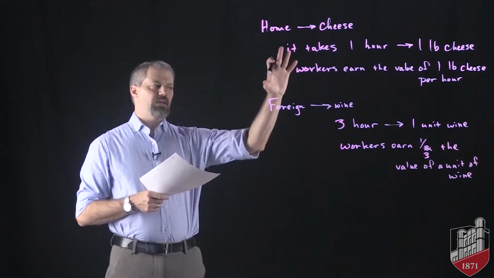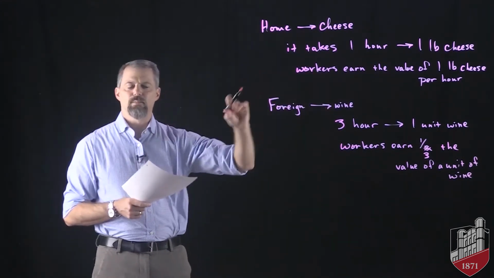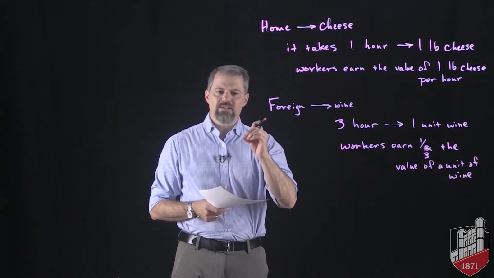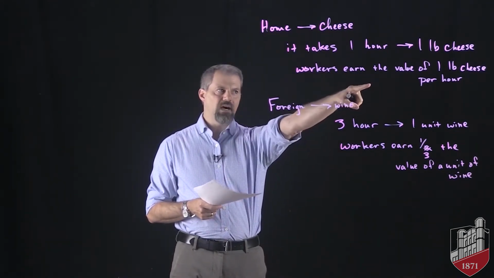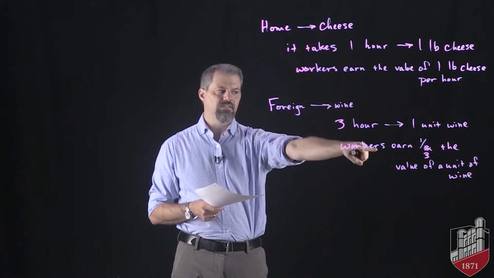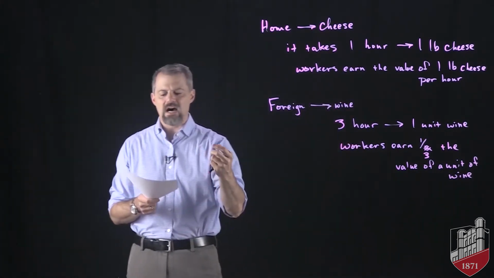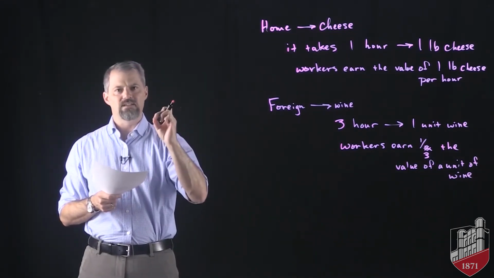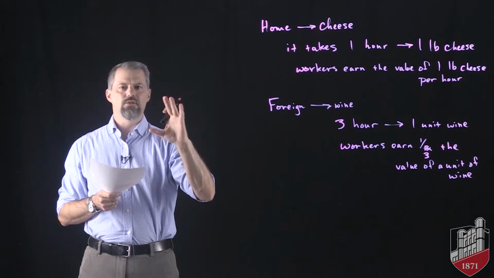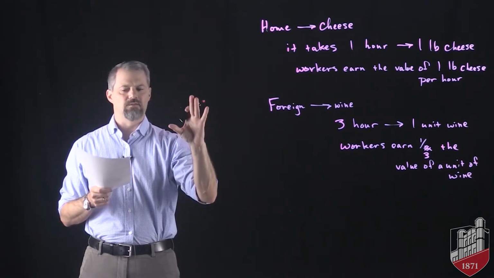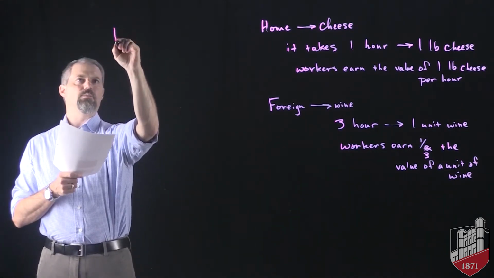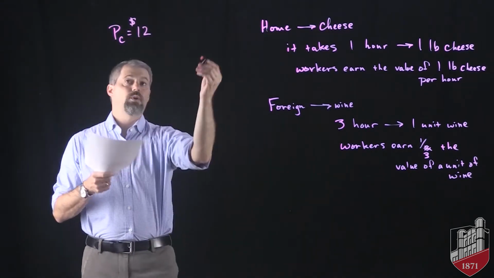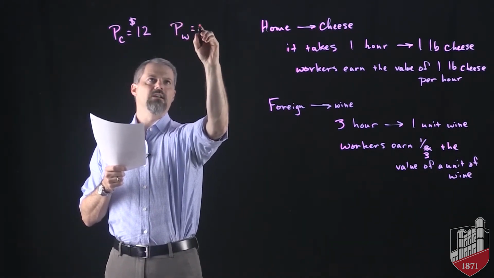Now, let's think about how to convert that into dollar amounts. It's actually very easy to do, but what we need is the value of a pound of cheese, or the value of a unit of cheese, and the value of a unit of wine in terms of dollars. So let's just pick some. Remember, it's the relative world price that matters, so the absolute magnitude of the two prices that I pick is irrelevant. Let's just suppose that the price of cheese is equal to $12, and let's suppose the price of wine is equal to $12.